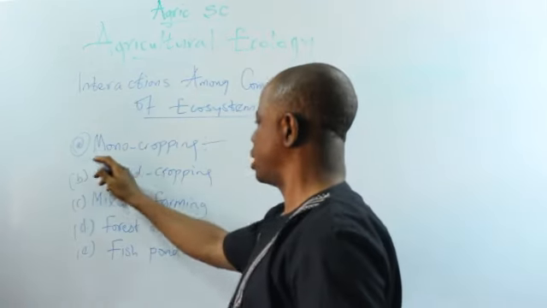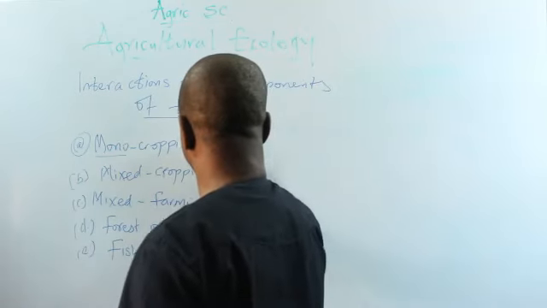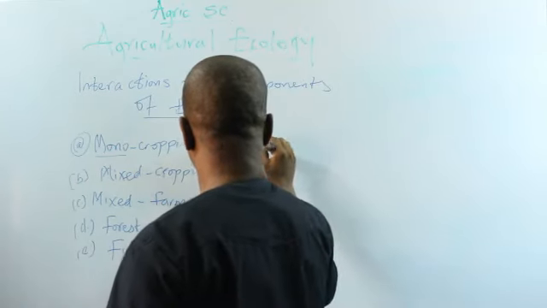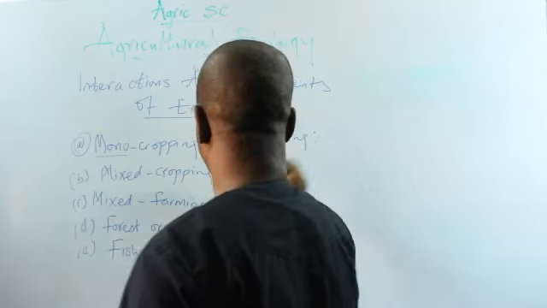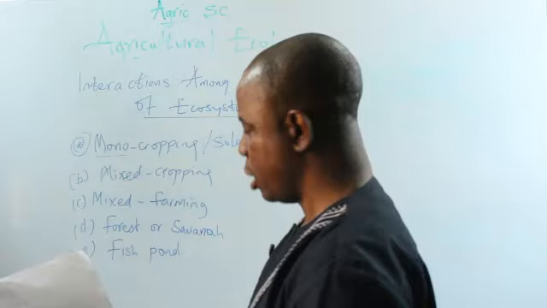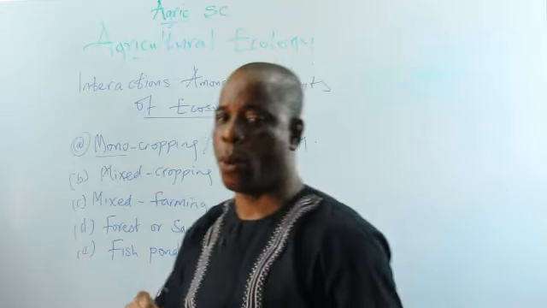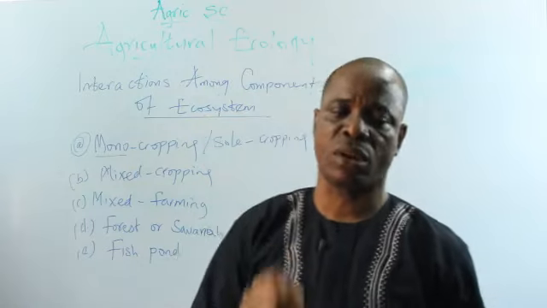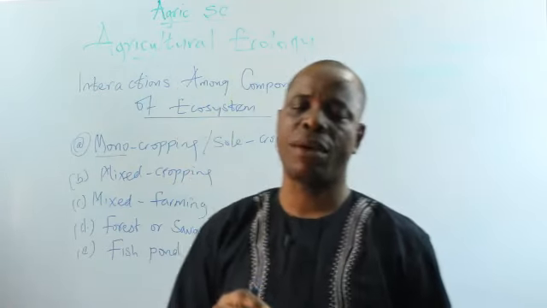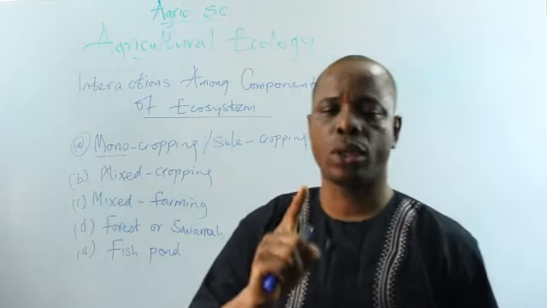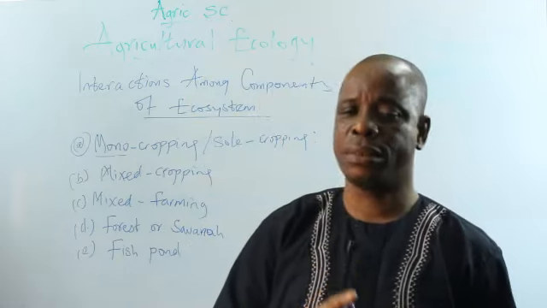Monocropping, the word mono means single. So monocropping can also be called sole or single cropping. And cropping is the art of planting crops. Now, monocropping is a system whereby a farmer cultivates only one type or one species of crop on a piece of land at a time. Monocropping, or sole cropping, is a system whereby a farmer cultivates only one type or one species of crop on a farmland at the same time.